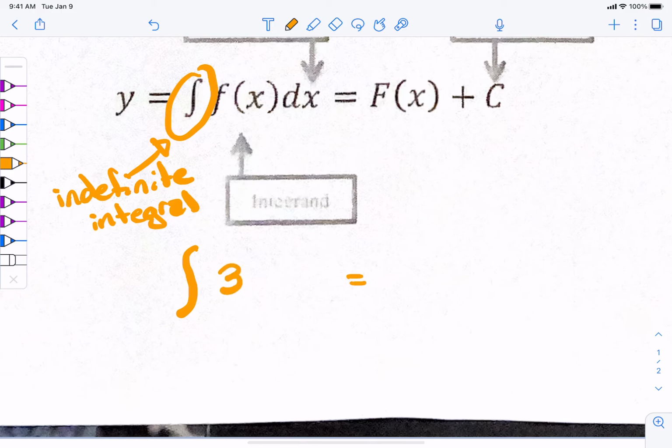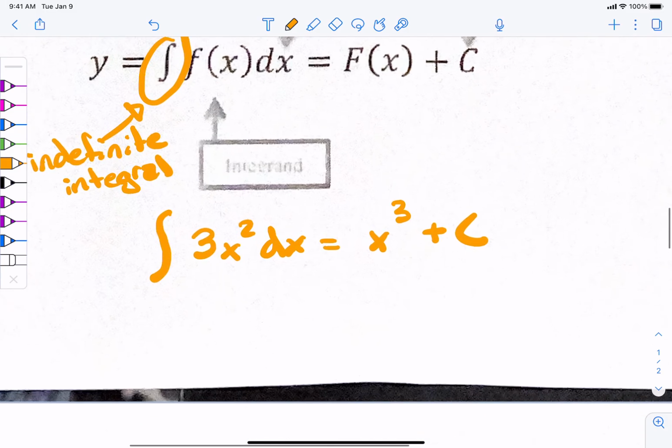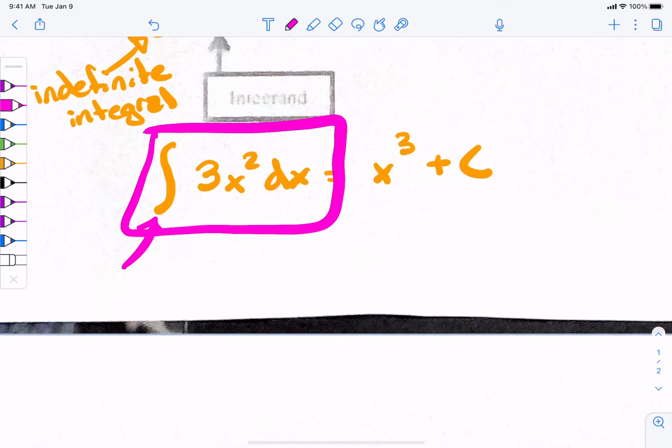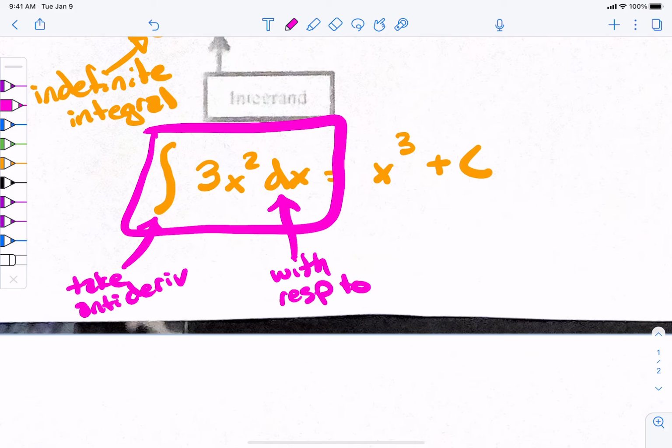I can't draw 3x squared dx is equal to x to the third plus c. This is the notation that they will use, okay? So they will give you this information and they will say solve it. What that means is take the antiderivative with respect to x. That's what this thing says. It means take the antiderivative of that thing with respect to x.